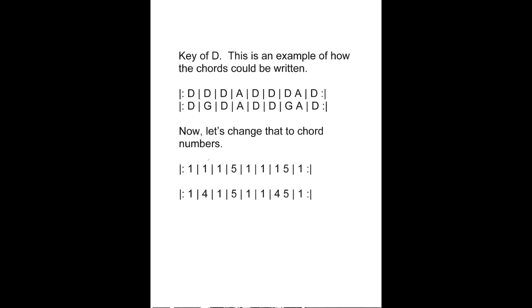Okay, let's say we're in the key of D. This is an example of how the chords could be written. D, D, D, A, D, D, D, A, D. In the second line, D, G, D, A, D, D, G, A, D.